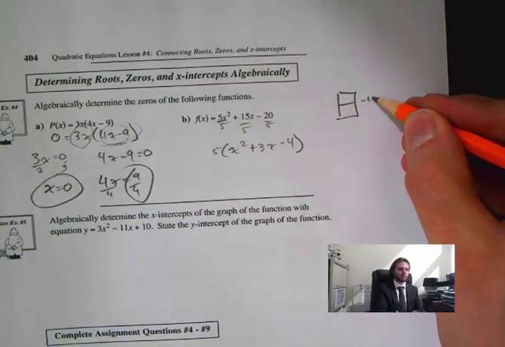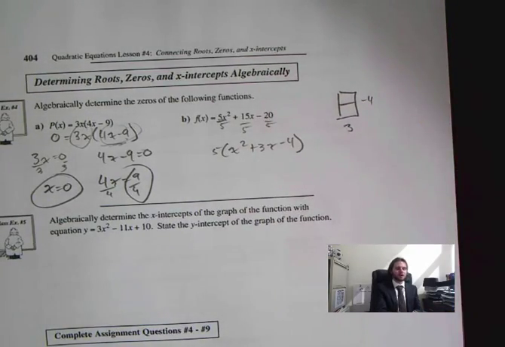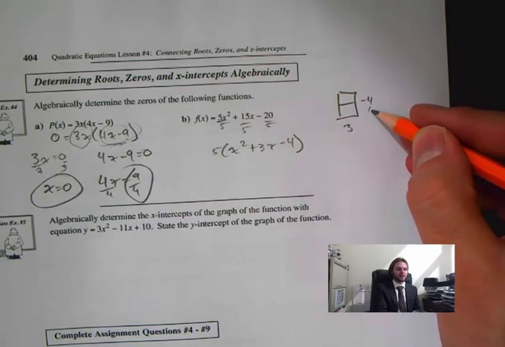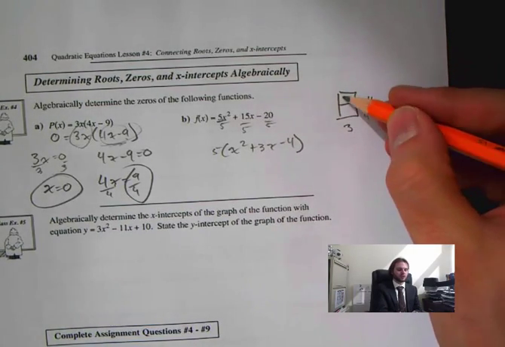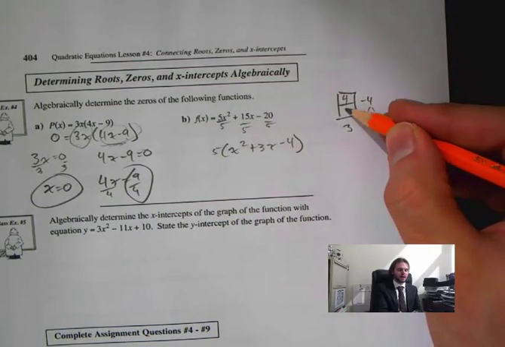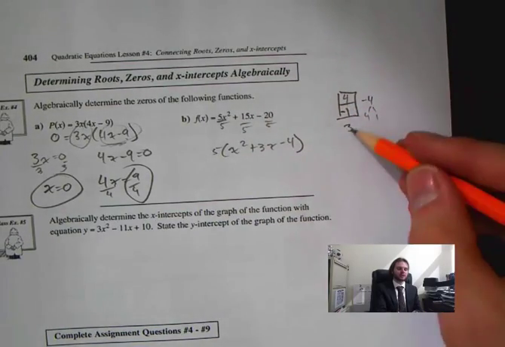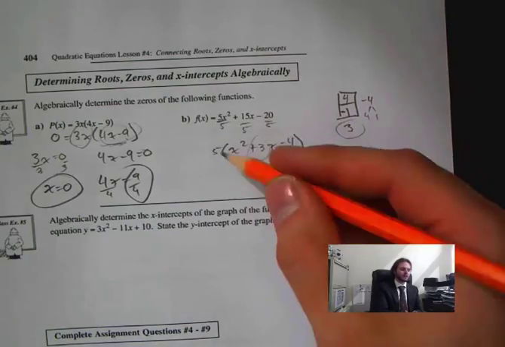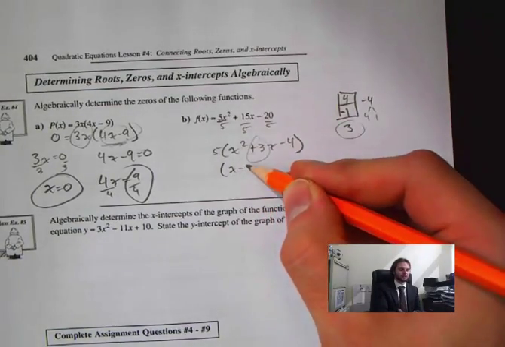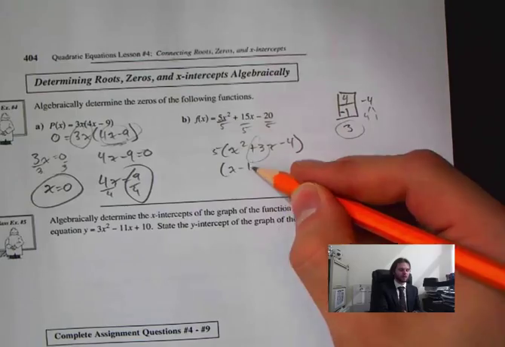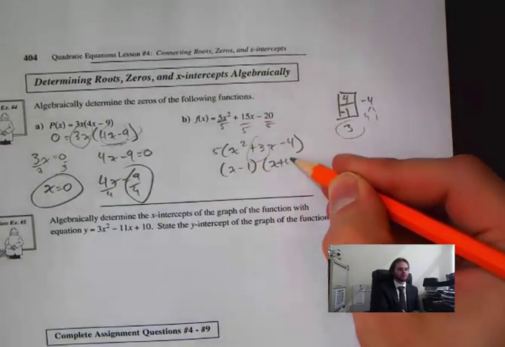So I have negative 4, and I have 3. Well, I look at this. They're going to have to be different. I have 4 and 1. That looks like it'll work, so I'm going to have to put 4 and 1. And the positive must be bigger because it's plus 3. So I end up getting x minus 1 and x plus 4.